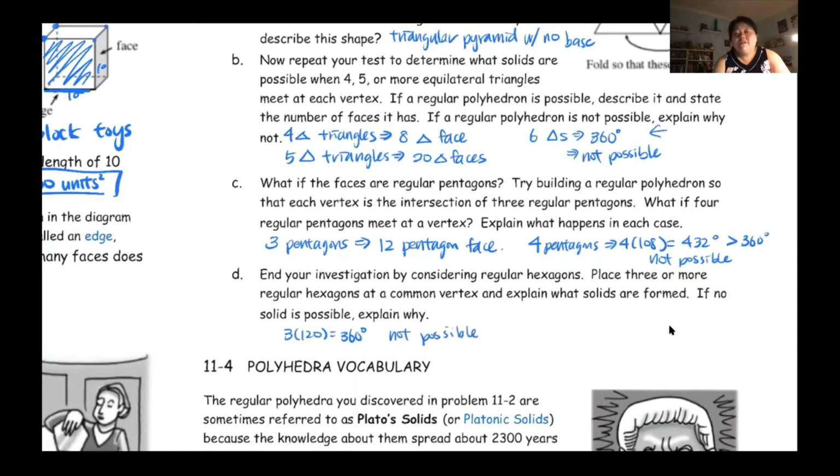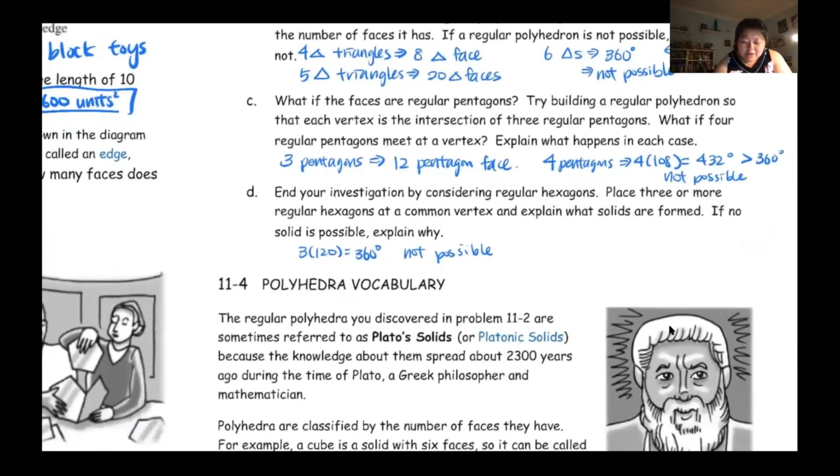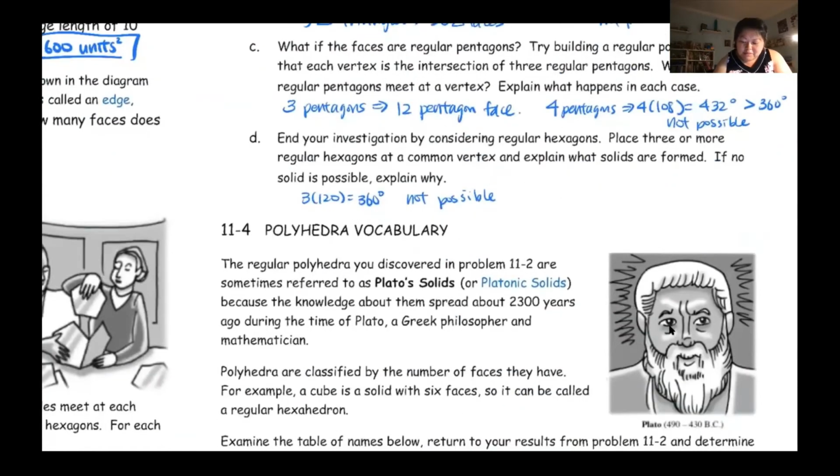Okay, so I'm tired of calling it 8 faces, 20 faces, 12 faces. What are they called, right? So this is Plato, dude back all the way in 490 BC. Yeah, he's from a long time ago. He spread them about 2,300 years ago during the time of Plato, a Greek philosopher and mathematician.